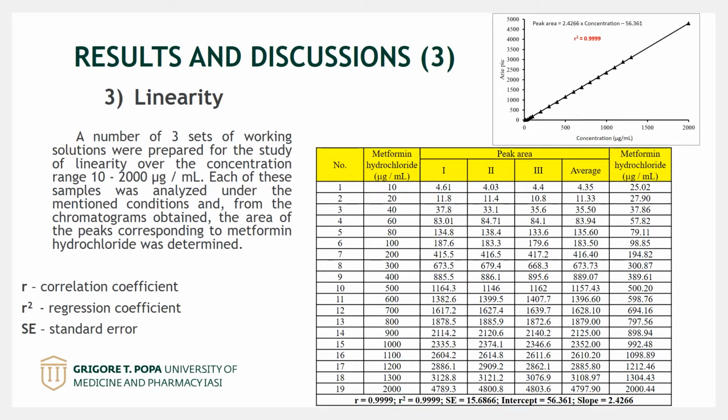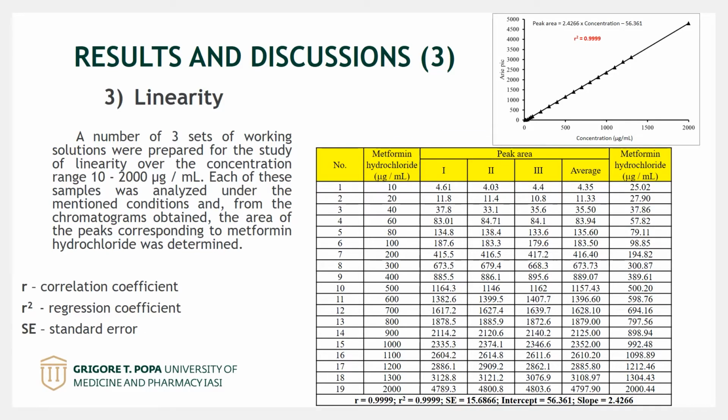Starting from the stock solution, 3 sets of working solutions were prepared for the study of linearity on the concentration range 10 to 2000 micrograms per milliliter. Each of these samples was analyzed under the mentioned conditions, and from the chromatograms obtained, the area of the peaks corresponding to metformin hydrochloride was determined. The experimental values are given in the table.